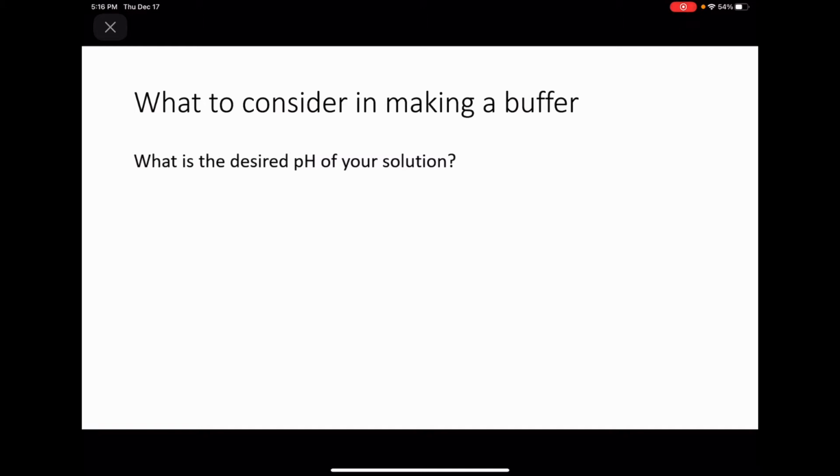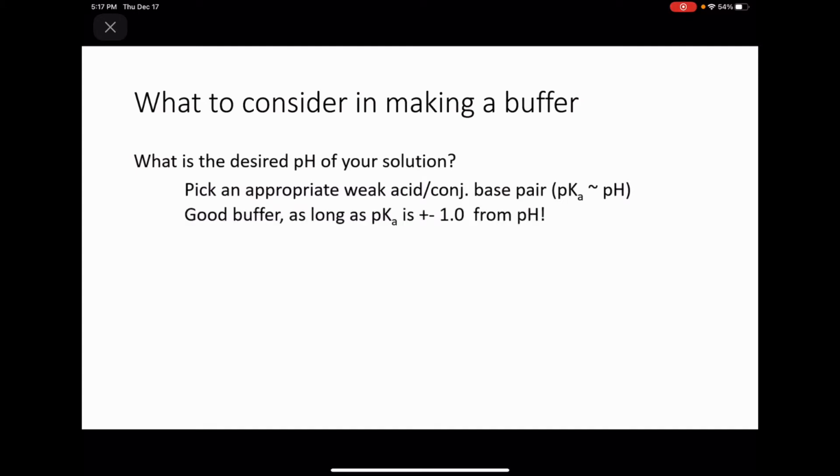The first thing you need to consider, absolutely, is what's your desired pH. If you want to hold a pH of 3, it doesn't do you any good to make a pH 9 buffer. Okay, so once you figure out your desired pH, you need to pick an appropriate weak acid conjugate base pairing. So in other words, how do you do that? You look at their Ka or their pKa, the negative log of that, and if the pKa is close to the pH you want to hold, and actually as long as the pKa is within 1 from the pH that you want to hold, you've got a good buffer system.